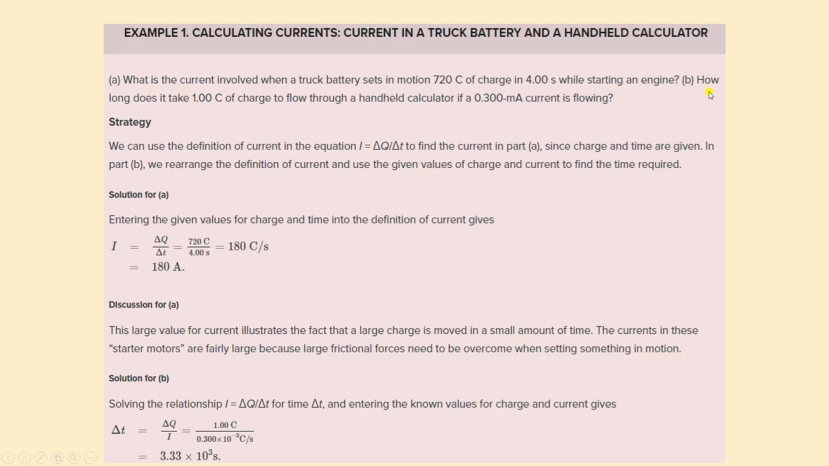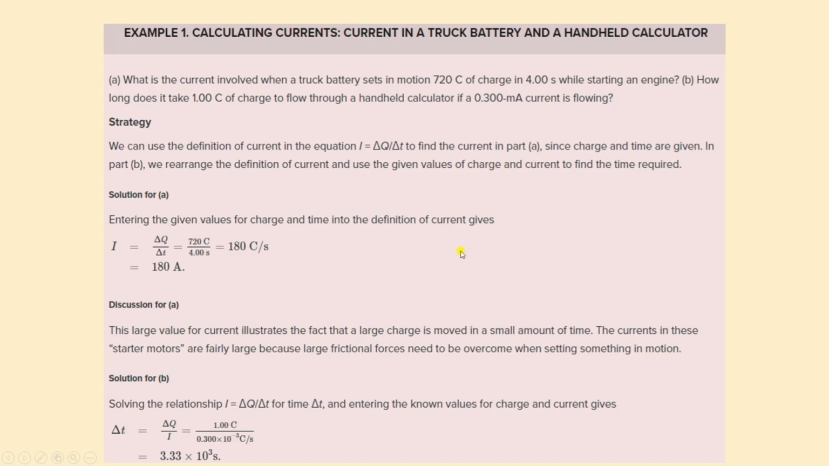And the second part is, how long does it take 1 coulomb of charge to flow through the handheld calculator if a 0.3 milliampere current is flowing. Here, what is given? The charge, 1 coulomb, and the current is given, and how long, meaning time, is asked here. A large value of the current illustrates the fact that a large charge is involved for a small time. This is for the discussion of the first part.